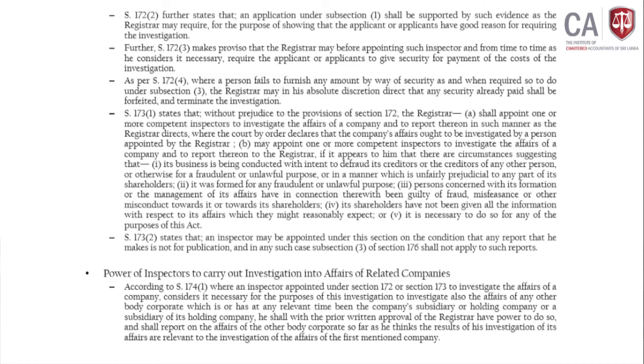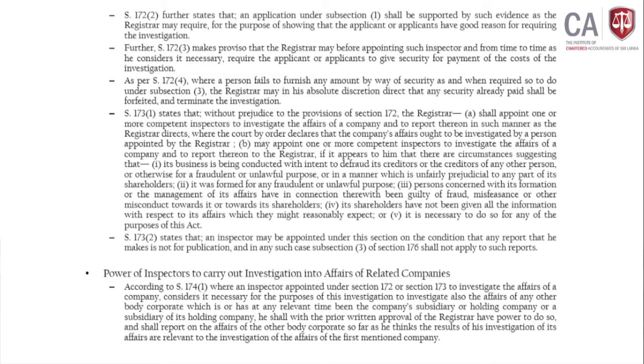Now, power of investigators to carry out investigation into affairs of related companies. The power of inspectors who are appointed to investigate a company, now having power to investigate the affairs of related companies. When an inspector is appointed to investigate a particular company, how can he now, if he requires, investigate a related company of this company?